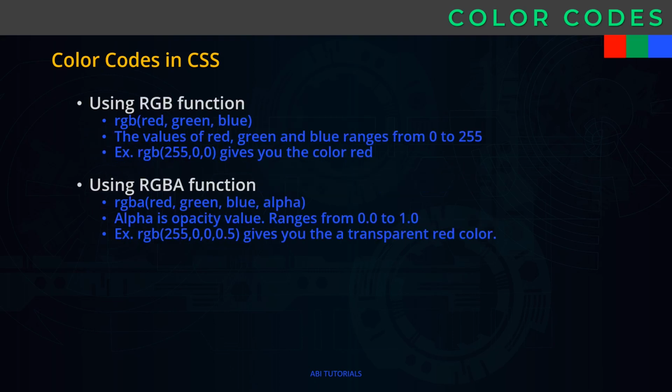We also have the RGB and the RGBA functions to set colors using CSS. The RGB function takes in three parameters. The first parameter is for color red, the second for the color green, and the third for blue. The given example for the RGB function has 255,0,0 as the value. This will give you the color red since the values for green and blue are set as zeros.